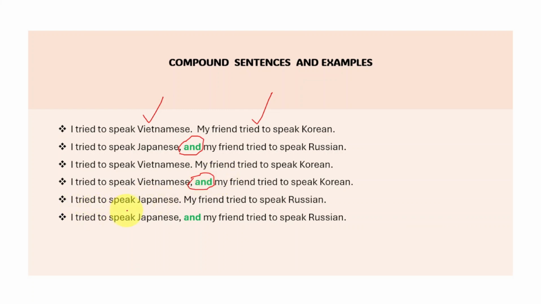I try to speak Japanese, period. My friends try to speak Russian. So I try to speak Japanese, and then we use a comma and a conjunction. Like I said, think of conjunction as a glue. I try to speak Japanese and my friends try to speak Russian. So we combine it together to become one sentence. Okay?